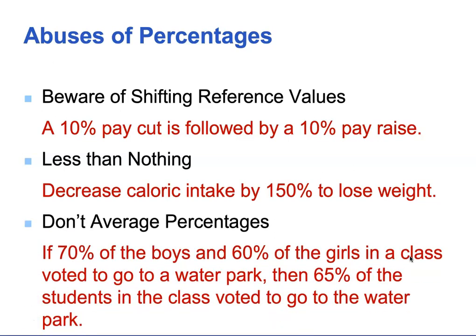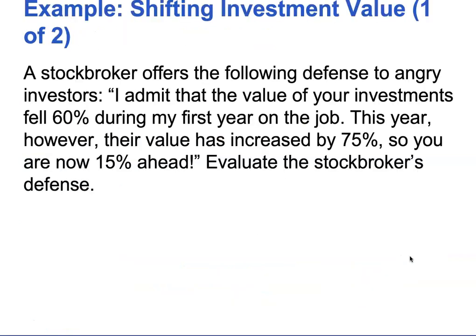Don't average percentages. If 70% of the boys and 60% of the girls in the class voted to go to a water park, then 65% of the students in the class voted to go to the water park. That is not how you find your percentages of the total class. Do not take what they have, add them together, and divide by the 2.